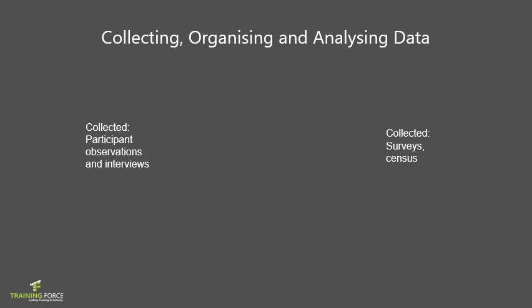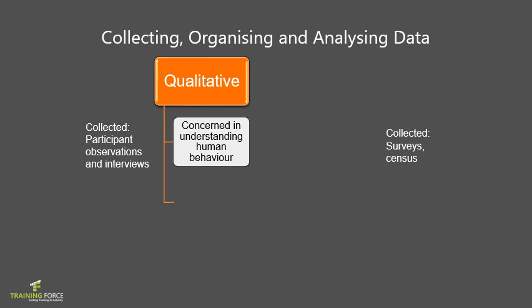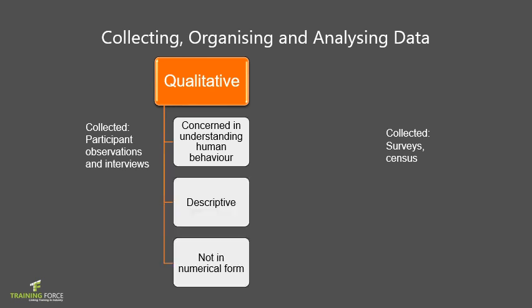For research, we get two different types of research methods. We get qualitative and we get quantitative. Now, qualitative is concerned with the understanding of human behavior. It's a descriptive method and it's not a numerical form. So what we'll do is go and have a look at how people behave in different scenarios, and then we'll write a report based on our observation.